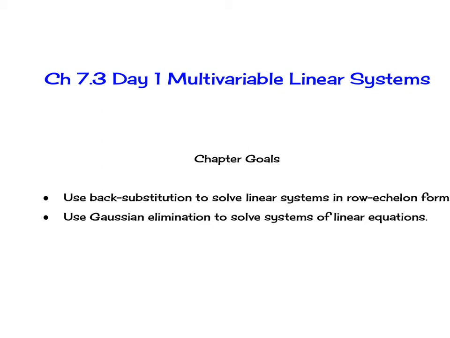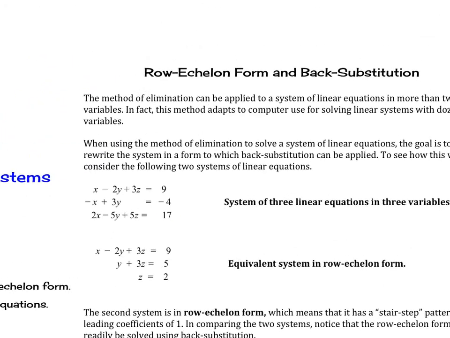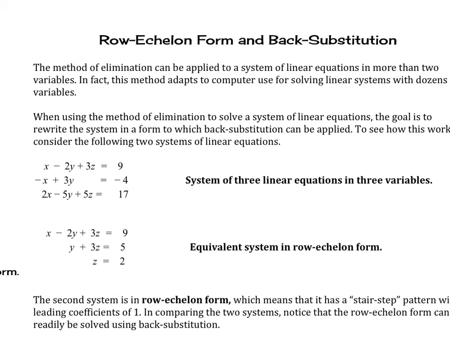7.3 Day 1, we're looking at multivariable linear systems. We're going to use back substitution to solve linear systems in row echelon form, and we're going to use Gaussian elimination to solve systems of linear equations. We're at echelon form and back substitution.